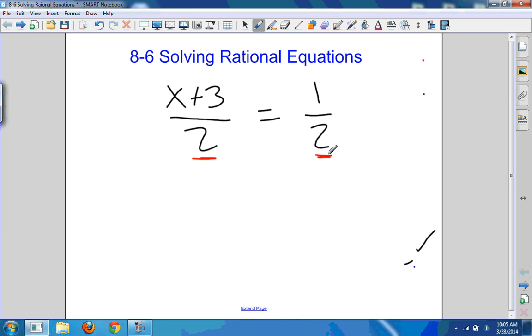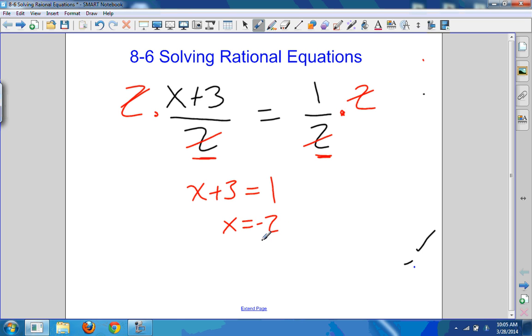After we find a common denominator in an equation like this one, we can multiply both sides of the equation by the denominator. If we do this, it cancels out the denominator. 2 over 2 cancels out to 1. 2 over 2 cancels out to 1. So we're just left with what is in the numerator. And this is a very easy problem to solve. X plus 3 equals 1, so x will equal negative 2.